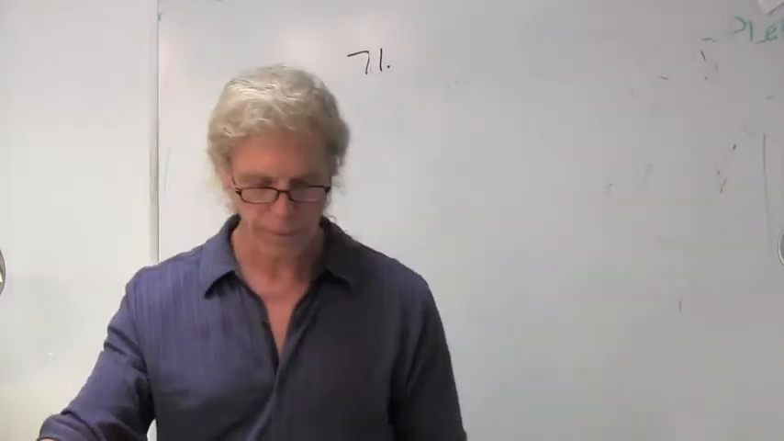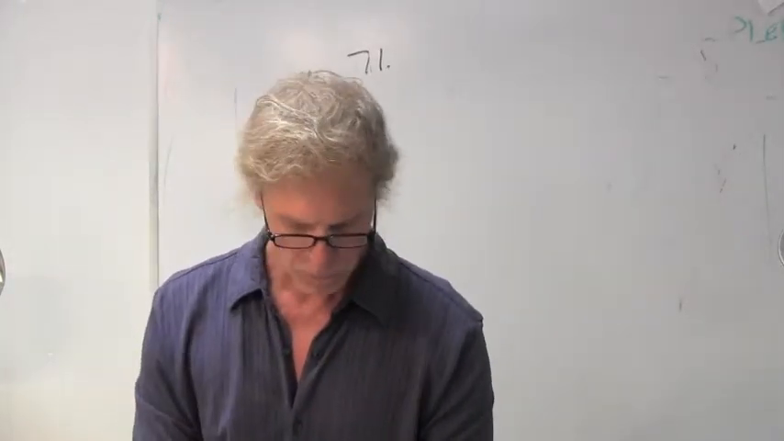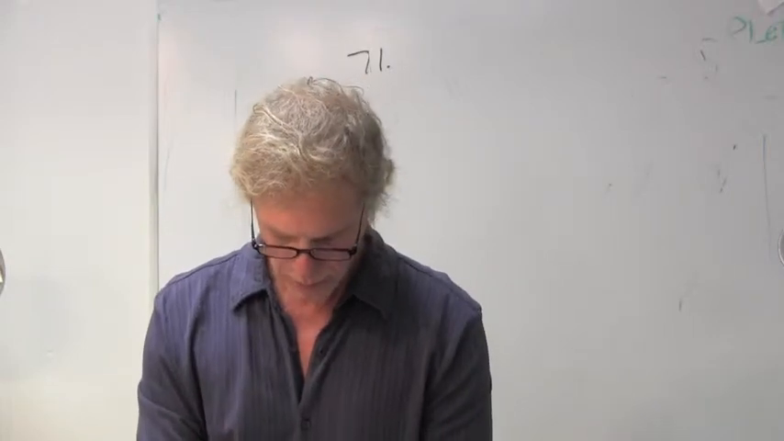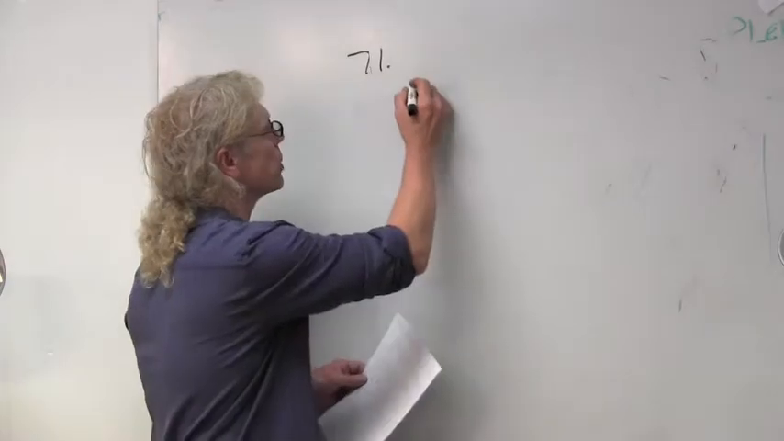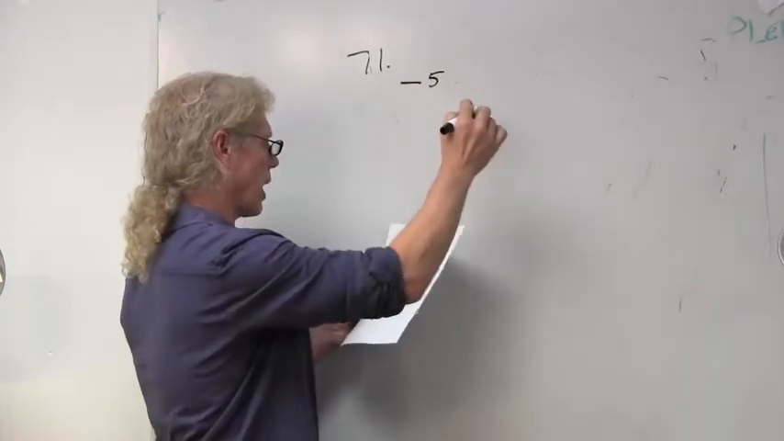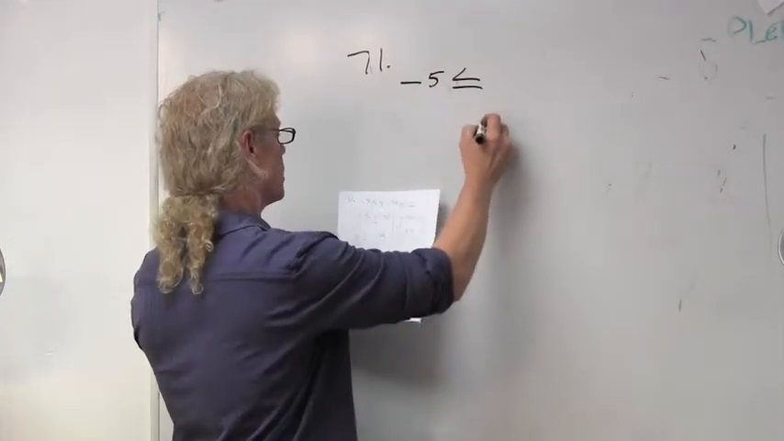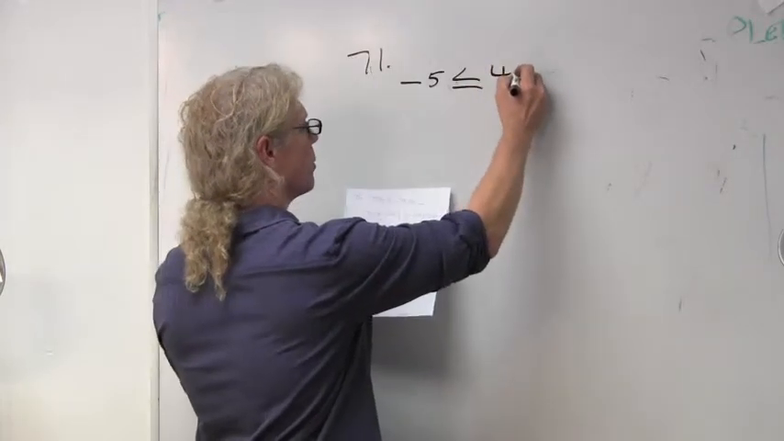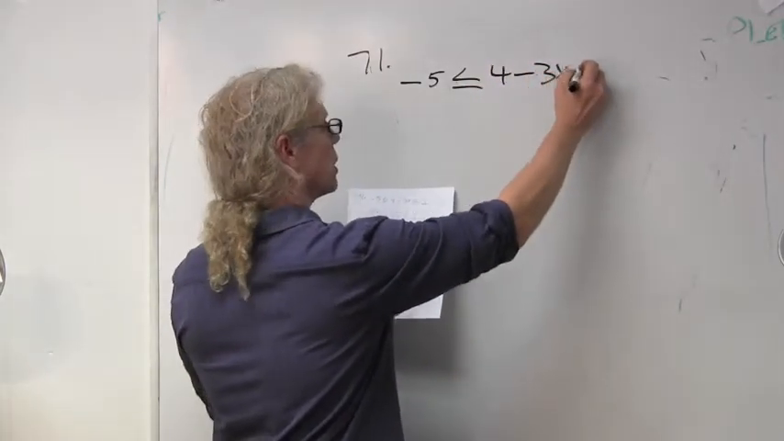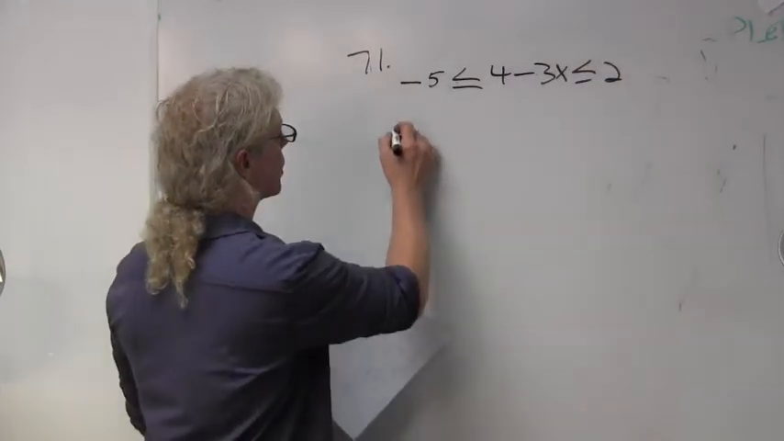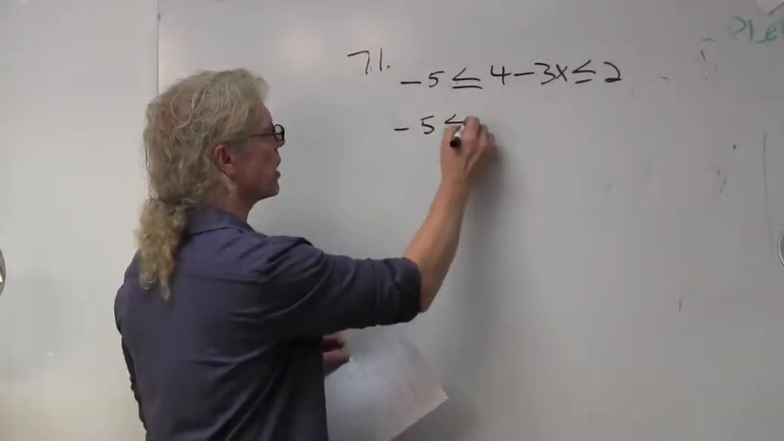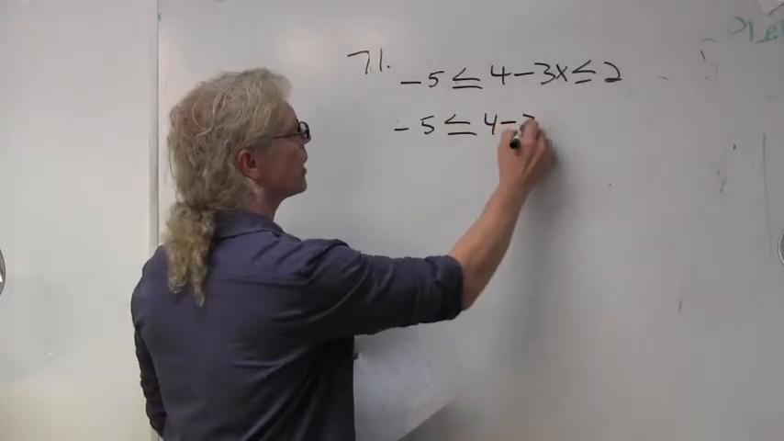Let's find 71. Here is 71. Very similar problem, only with some negatives in there. Minus 5 less than or equal to 4 minus 3x less than or equal to 2. Solve the left side. We will rewrite it as minus 5 is less than or equal to 4 minus 3x.